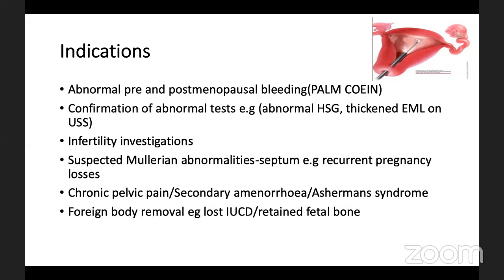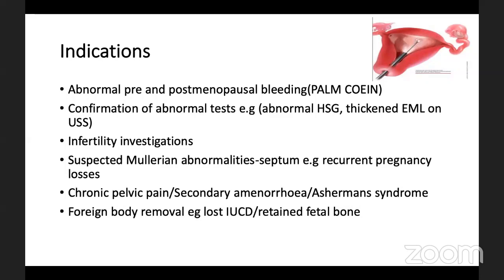Sometimes women have an IUCD where the strings are missing. I think we discussed this earlier on. We can do a hysteroscopy in the office to check. Usually the strings are just curled up and you can retrieve them. And there I put a retained fetal bone. We actually had an interesting case where a lady had a miscarriage.